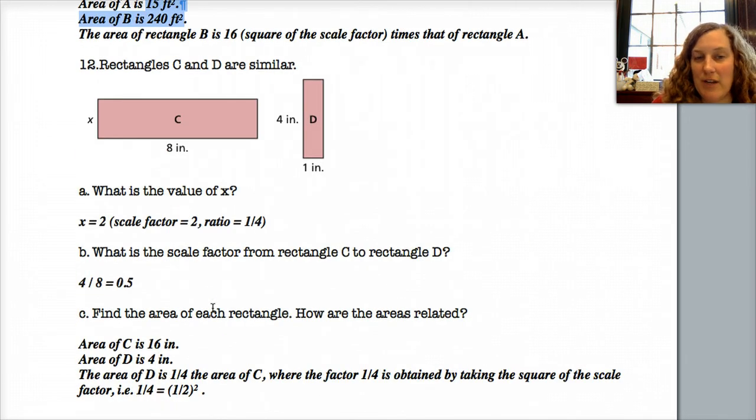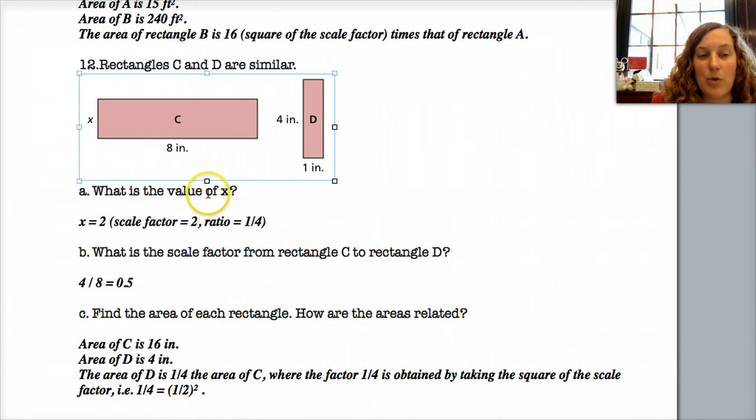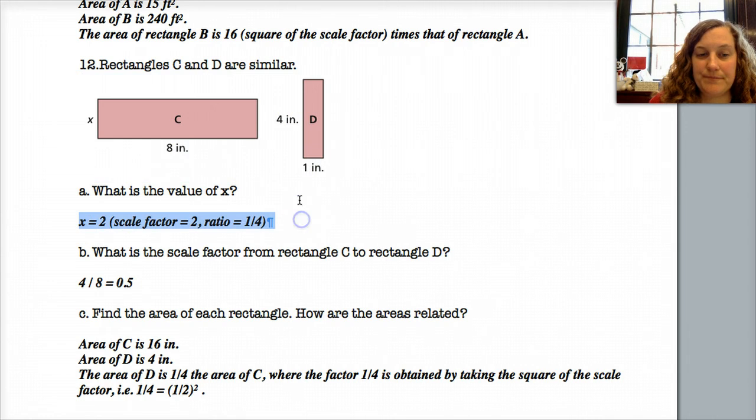Looking at 12, two rectangles again, and again they're not lined up right, so you might want to flip D on your paper so that you can see what it looks like. What is the value of x? Well, it looks like I'm going from 4 to 8, so our scale factor is 2. So if 4 to 8 is 2, then 1 times 2 is 2, so x is 2.